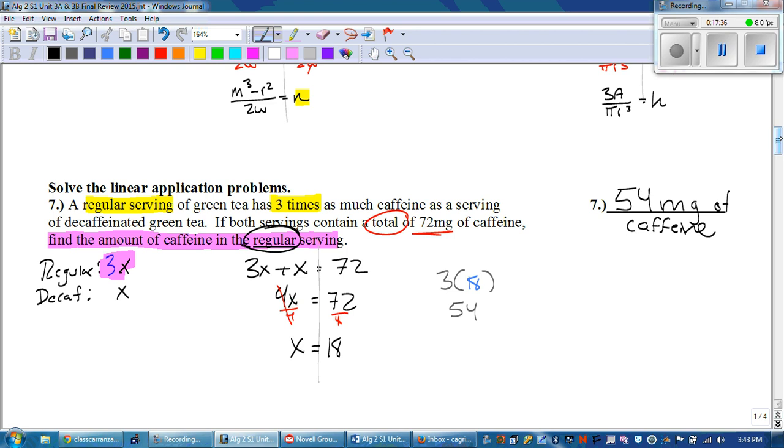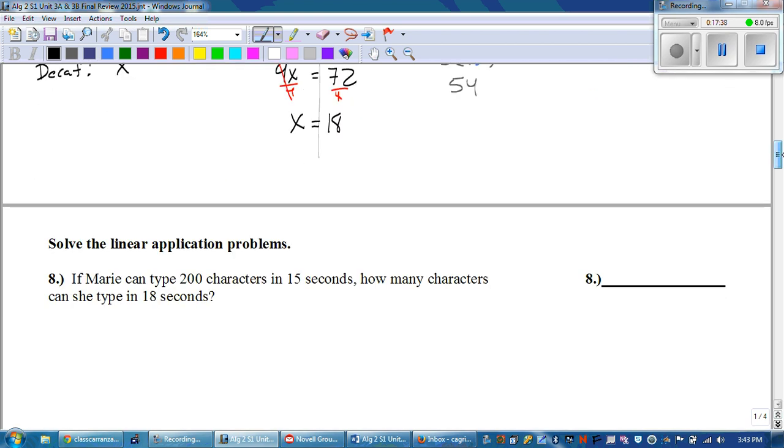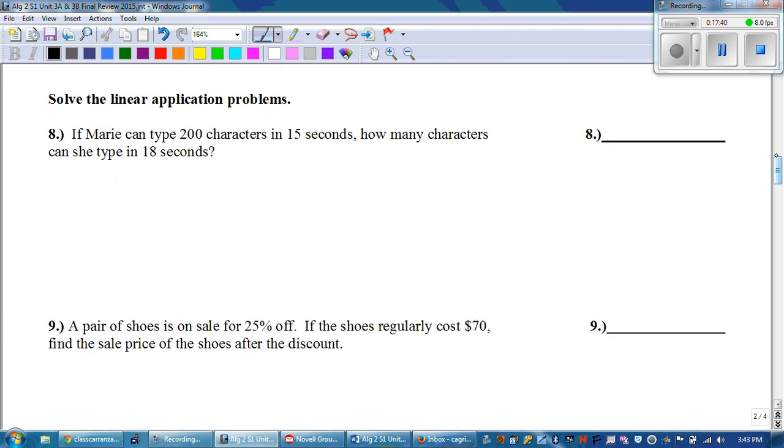All right, let's flip it over. Solve the linear application problems. So, if Marie can type 20 characters in 15 seconds, how many characters can she type in 18 seconds? Wow. Okay, what are the 2 things we're talking about? We're talking about characters and we're talking about seconds.